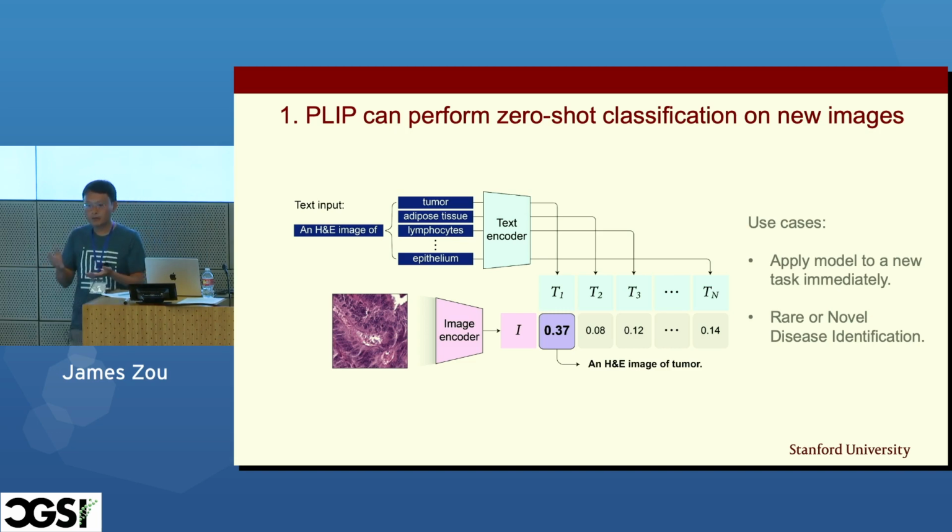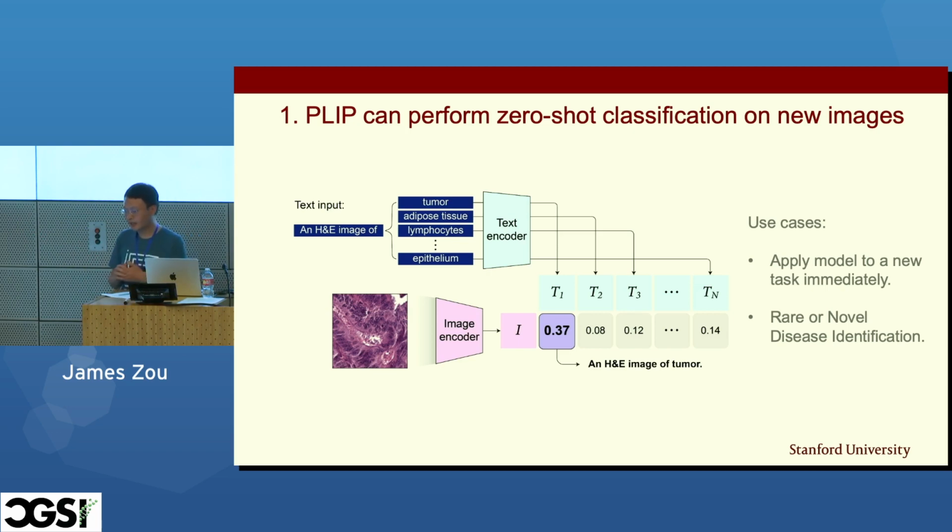The way we use this PLIP model to make zero-shot classifications is quite intuitive. Let's say the user has a new image, different from the Twitter training data. We can get the image encodings for that new image by feeding it through this image encoder.